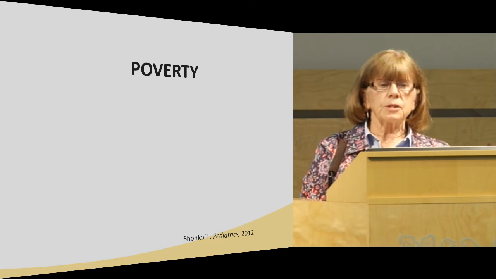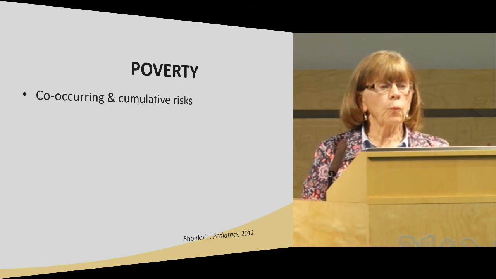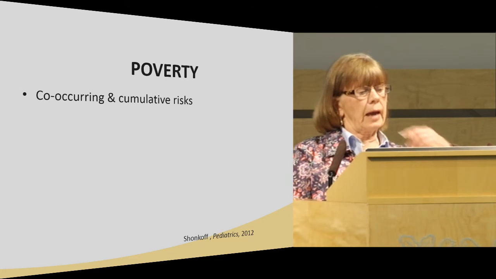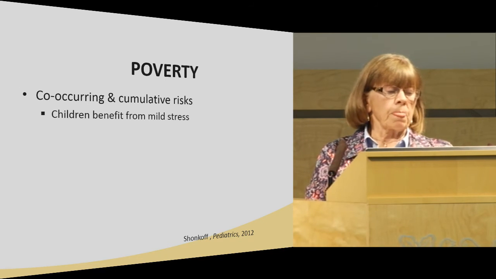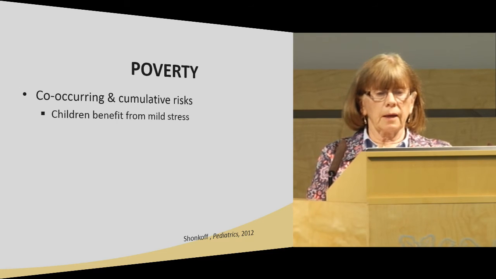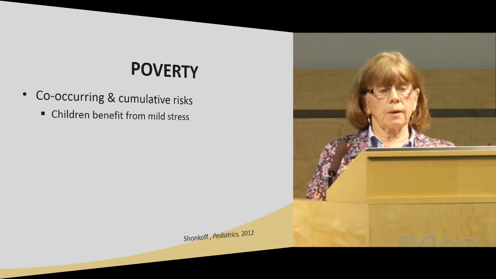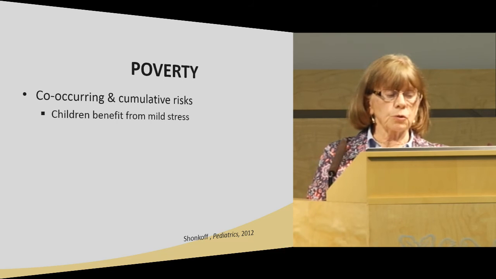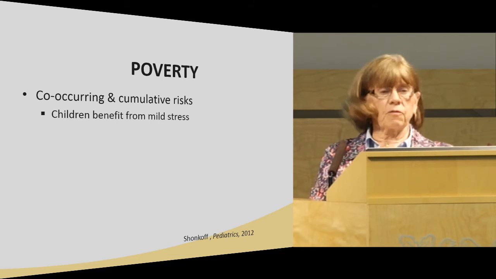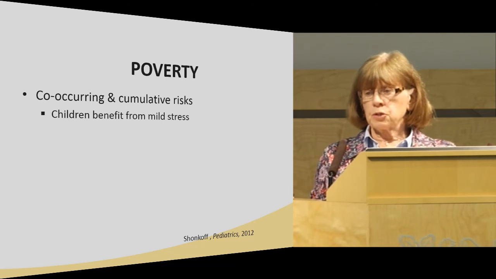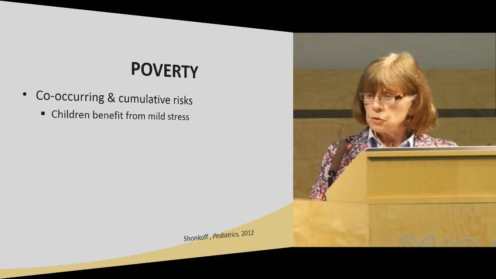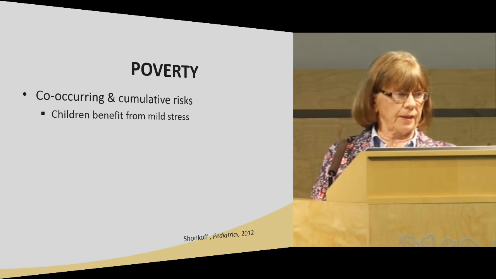Now, what else is going on in poverty? Well, we know that people living in poverty have what we call co-occurring and accumulated risks. And this is some of what Stephen Matthews talked about yesterday. Children benefit from mild stress. You all deal with stress. If you couldn't deal with stress, you wouldn't be here. So stress is not necessarily a bad thing at all.